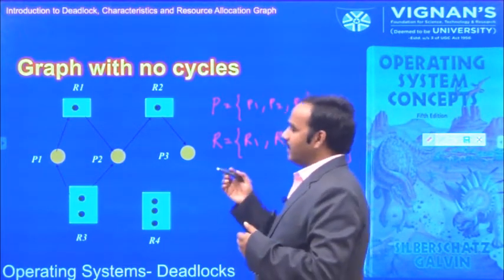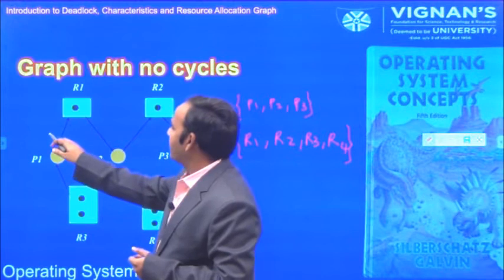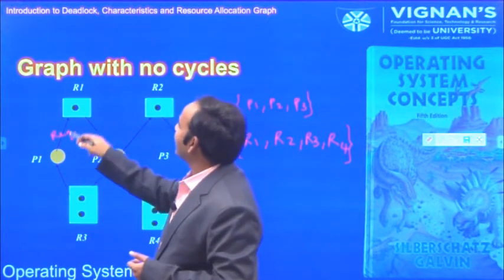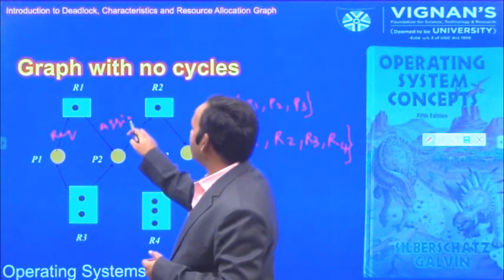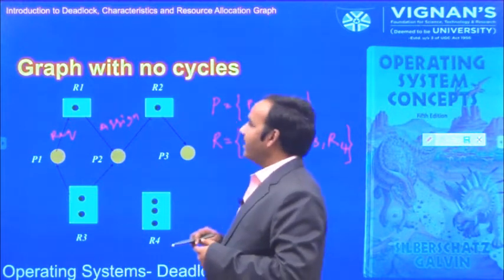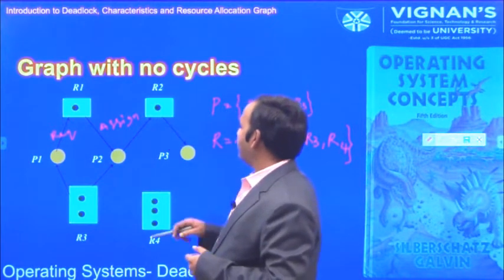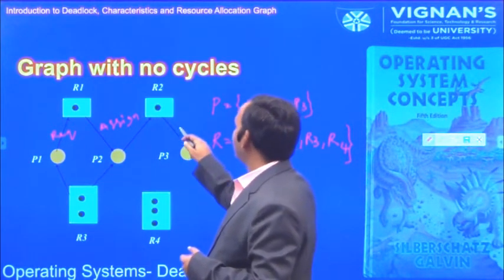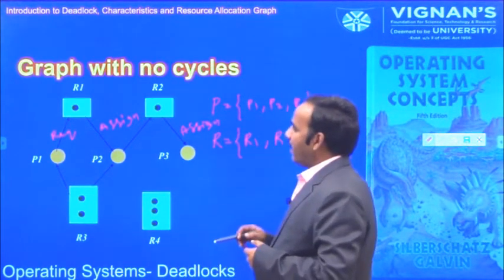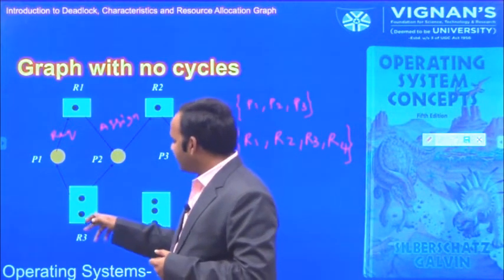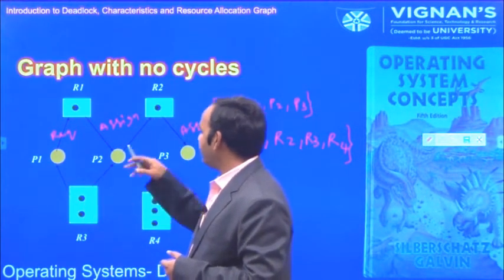The meaning of this graph is, P1 is requesting R1. R1 is already assigned to P2. And here P2 is requesting R2. R2 is already assigned to P3. And next, similarly, here one of the instances of R3 is assigned to P1. One of the instances of R3 is assigned to P2.